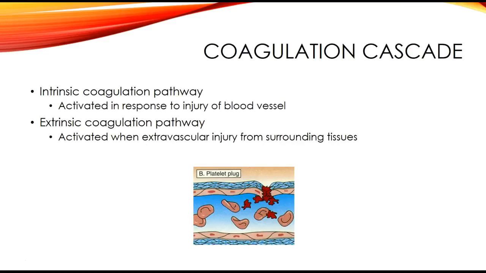So the coagulation cascade is what we've just kind of talked about. Those steps, there's an intrinsic coagulation pathway, there is an extrinsic coagulation pathway. The intrinsic is activated in response to an injury inside of the blood vessel. The extrinsic coagulation pathway is activated when there's an extravascular injury from surrounding tissues. Regardless of whether the clotting is initiated by substances internal or external to the blood vessel, coagulation ultimately will follow the same pathway of the clotting cascade or the coagulation cascade.